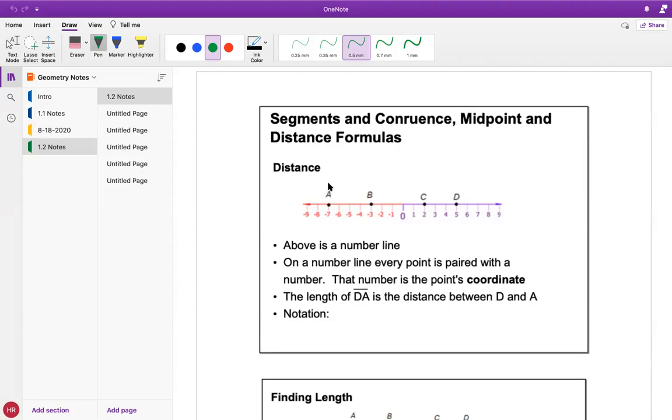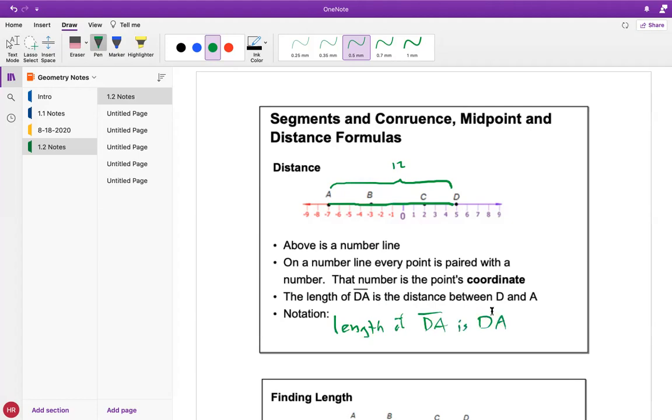But if I want to talk about the distance between 2 points on here, I'd say here's A and there's D. The distance from -7 to 5 looks like 12. And the length of DA, so you can imagine the segment DA, which stretches from A to D. The length of that segment is the distance from A to D. This is very obvious, but the notation is not. So we denote the length of segment DA. We say that that's DA.